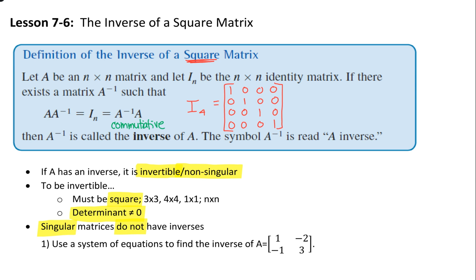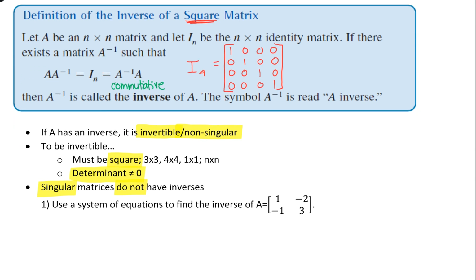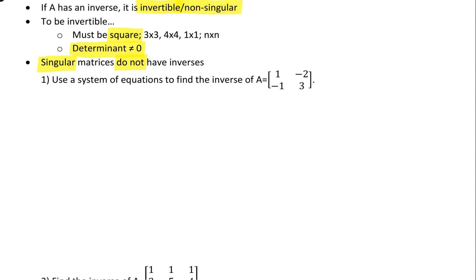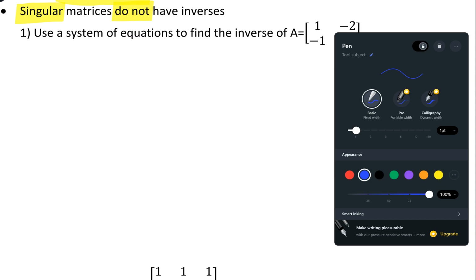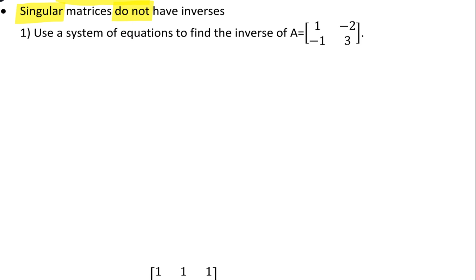Now let's see how we can use them to help us solve different equations or different problems. Number 1 here says use a system of equations to find the inverse of matrix A. So we're going to use the definition that was given, such that A times its inverse is going to give us the identity matrix. And the identity will be in the same order that matrix A is given.